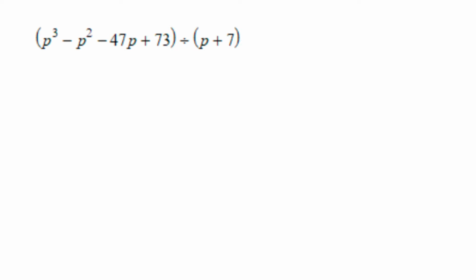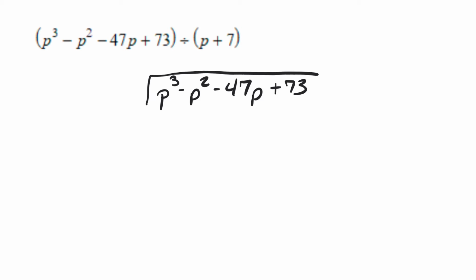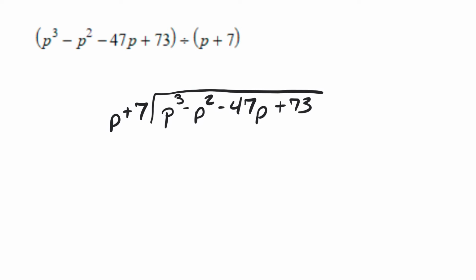So now let's take a look at this. What we're going to do is set up our polynomial long division. So we're going to put our divisor here. By the way, this is one that you could have done synthetic division on because it is p plus 3, p plus 7, and the p is a 1 value. So we actually could have done synthetic division, but we're going to practice this long division.